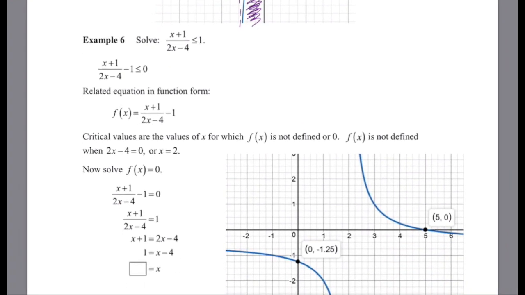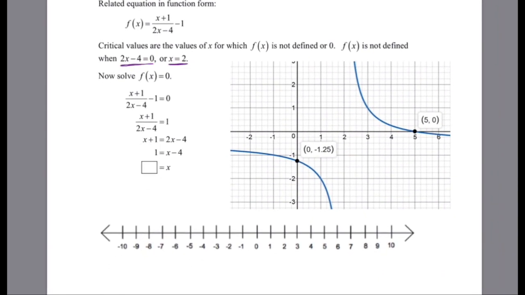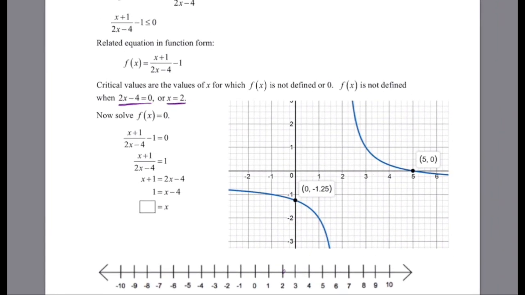Example 6, we have another rational inequality. We want to set it equal to 0, much like we've done before, so I'll subtract 1 from both sides. When I do that, we have our related equation. We need to find the critical values. We need to identify, again, where our graph will not have 0 in the denominator. So if I set 2x minus 4 equal to 0, x is 2. That's a critical value.